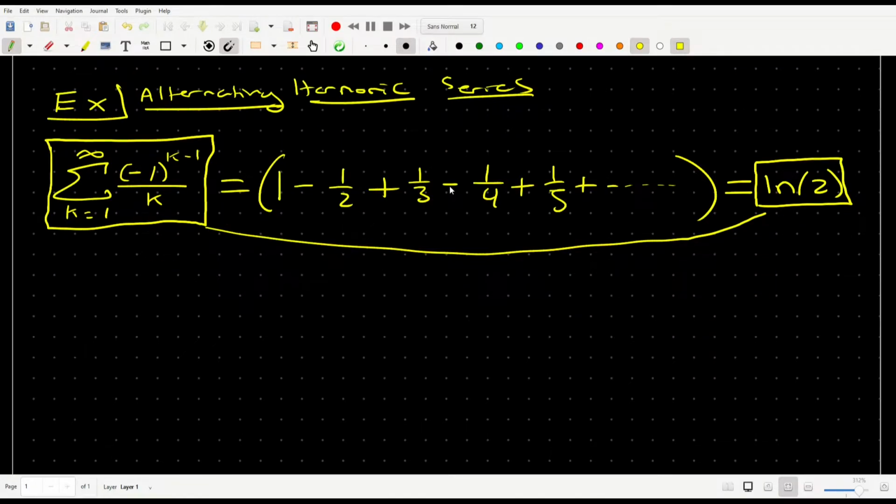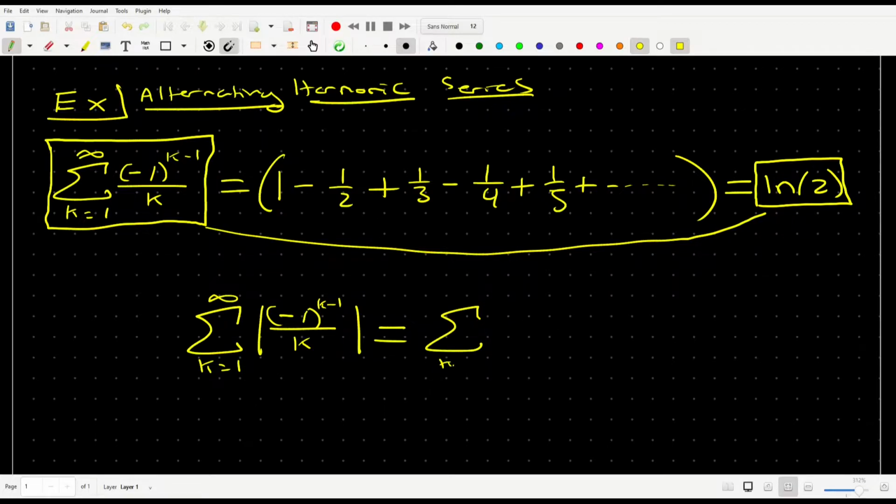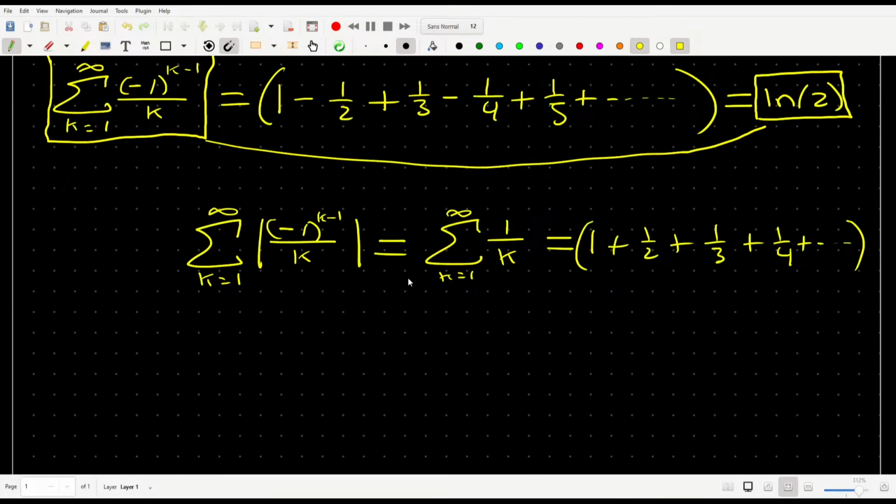If you look down to this alternating harmonic series example, you know that if you look at the absolute form of this series, the sum from 1 to infinity of the absolute value of negative 1 to the k minus 1 over k, this is just the sum from k equals 1 to infinity of 1 over k, or 1 plus 1/2 plus 1/3 plus 1/4, and so on and so forth, which we recognize as a p-series with p equal to 1, or our standard harmonic series, which diverges because p is equal to 1. So this is a good example of what's called a conditionally convergent series.